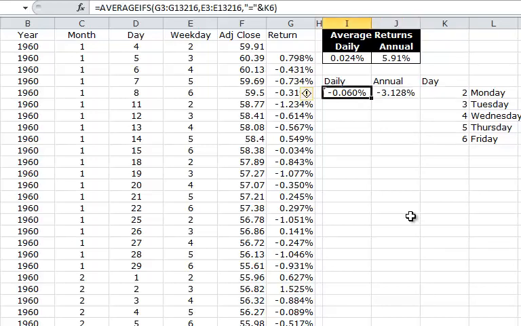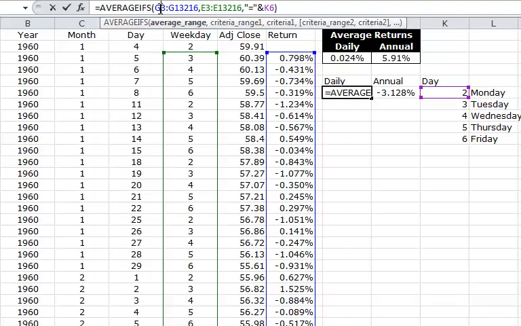Now let me just show you that formula one more time. So what we're saying is, from the G column, we're going to take an average, but only if all of the numbers in the E column, which is our weekday, equal whatever number is in K6, which is the number 2 representing Monday. We can do a slight tweak to this formula, and we can just copy it down.